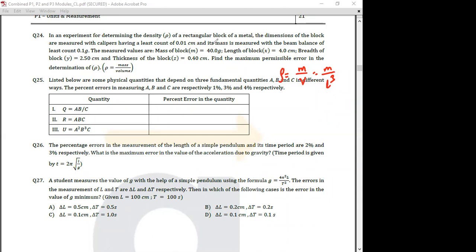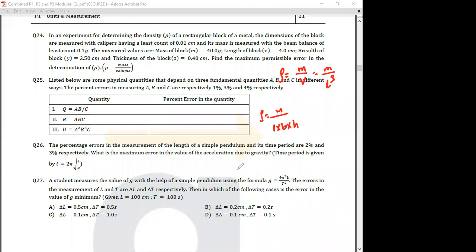But if it is a rectangular block having some length, some height, some breadth, then it will be m by L into B into H, length into breadth into height. That is what you need, right? You don't have to get scared by this big formula, right? Okay. Now, think about it.